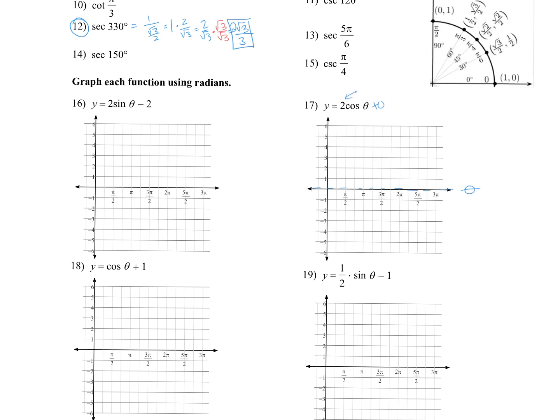My amplitude in this case is 2, meaning that my max is going to be 2 units above and my min is going to be 2 units below my midline. So I know cosine starts at its max. So I'm going to start it at 2. I know at pi over 2, it's coming down to its midline. At pi, it's at its min. At 3 pi over 2, we're back to its midline. And at 2 pi, I'm back to its max.